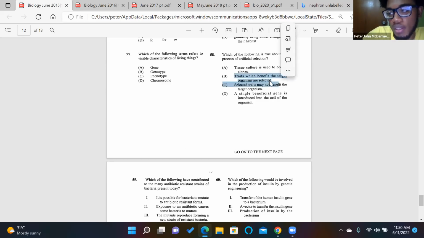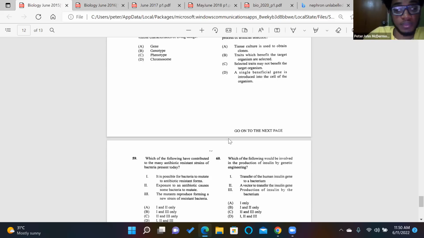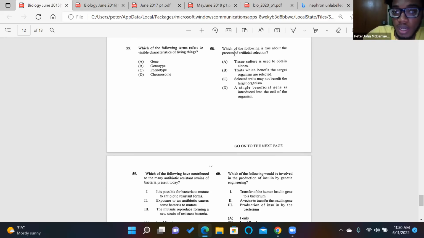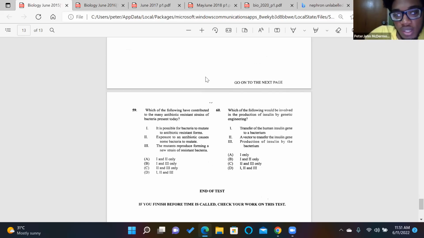I would go with B. You guys think that's correct or not? So artificial selection. Artificial selection, you want to breed two animals, you find a trait that you like. So if we're talking about a cow, you want to breed a cow that produces a lot of milk with a very strong bull so that you can have strong children, right? So that's the process of artificial selection.